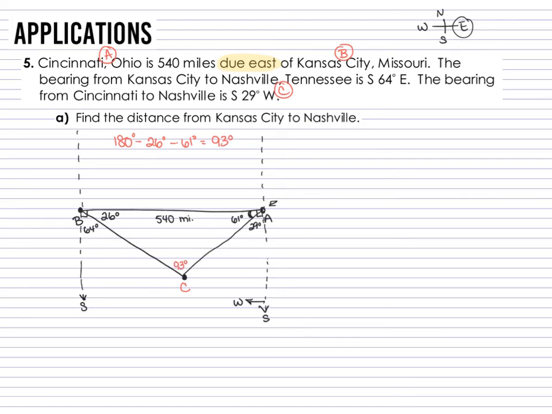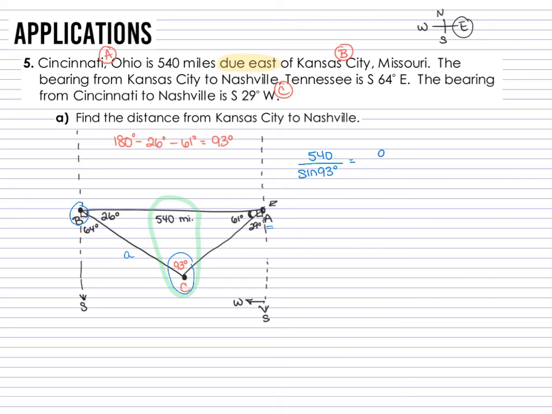So now I have all three angles, and as long as I have one of the sides, a side that is across from an angle, I can use the easier of my two laws, the law of sines. I'm going to be solving for a side length, so I'm going to put that 540 on top with the sine of 93 in the bottom. That's what I'm going to use for my ratio. We are looking to find the distance from Kansas City to Nashville. So Kansas City was my B to Nashville, which is my C. So I'm looking for side A because it's across from angle A.